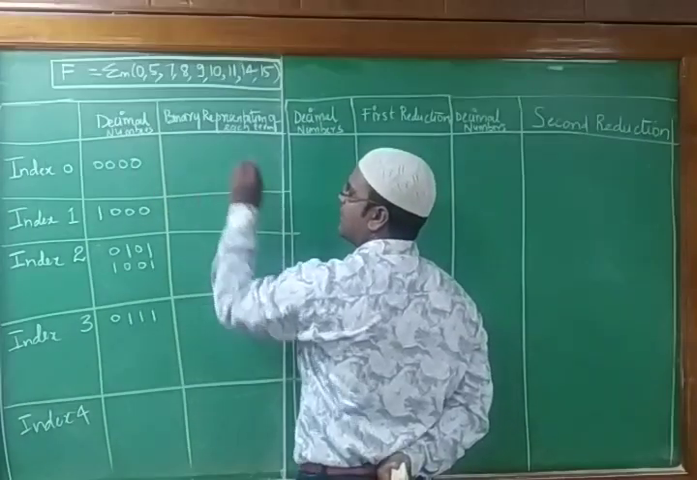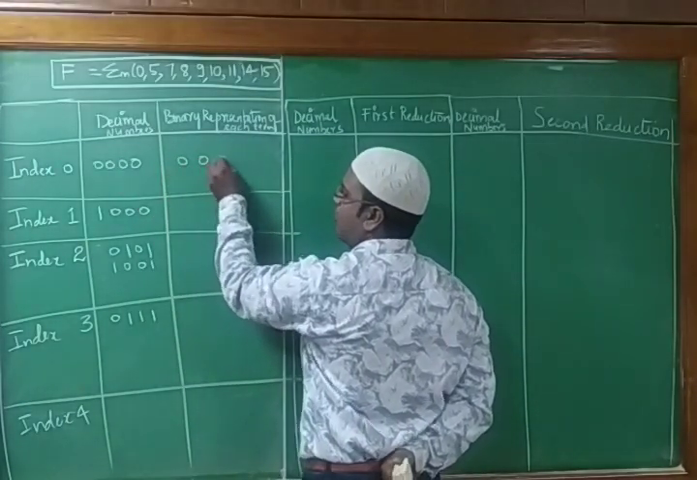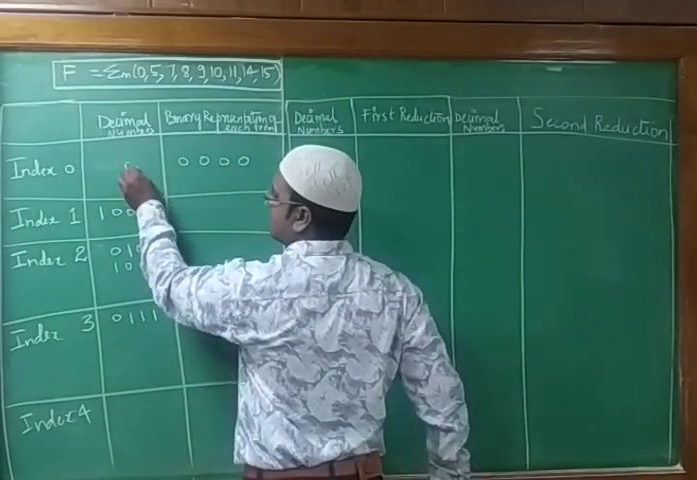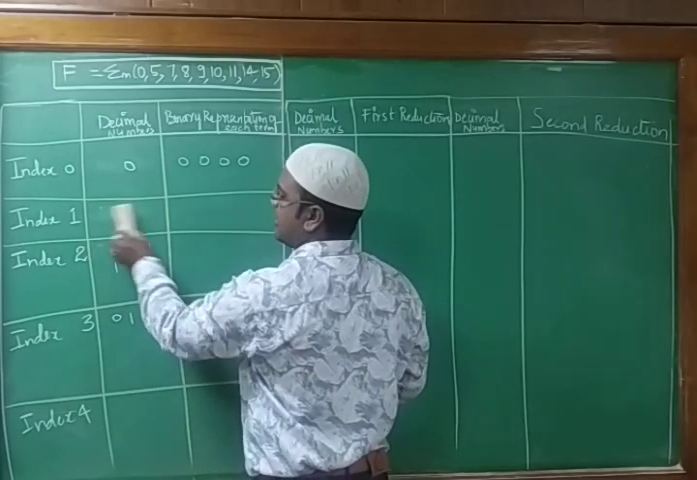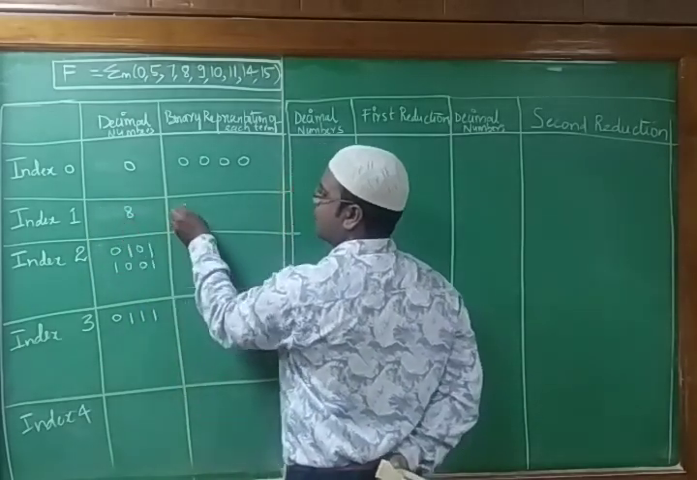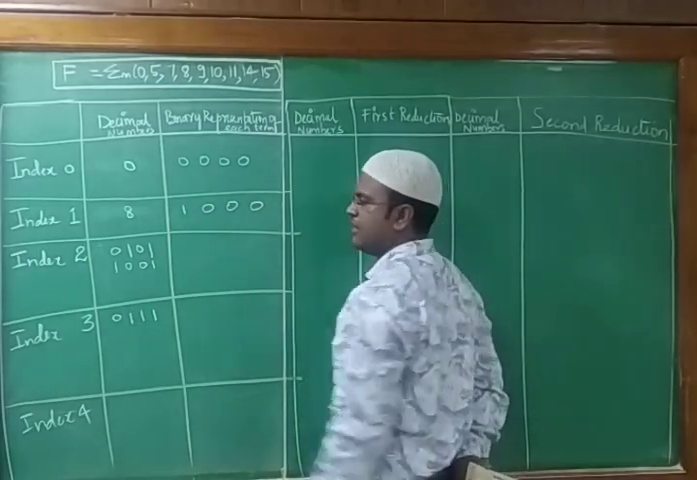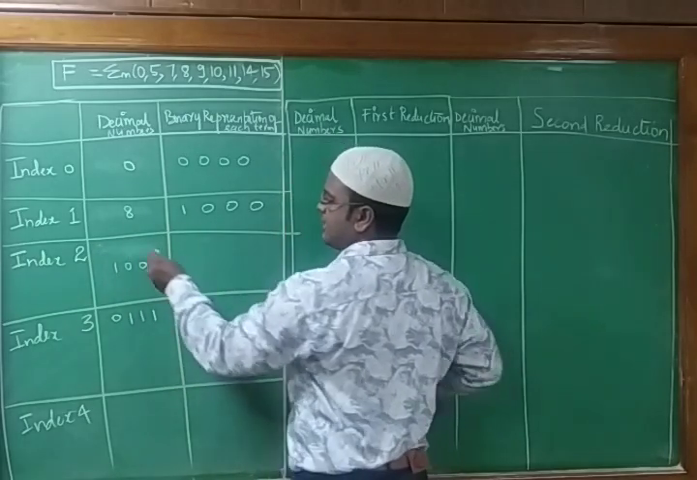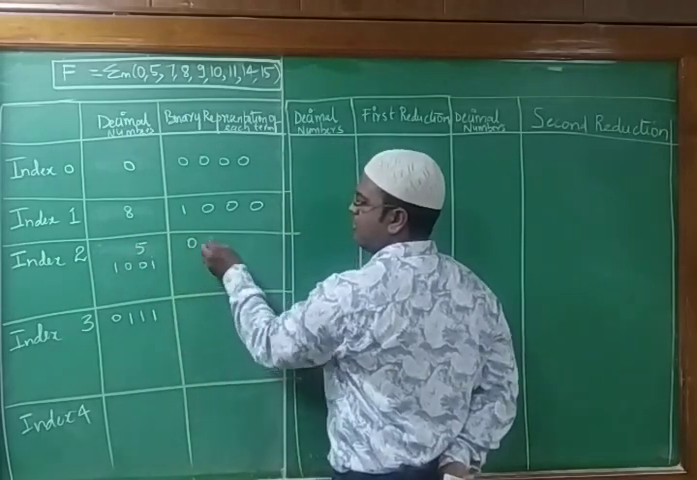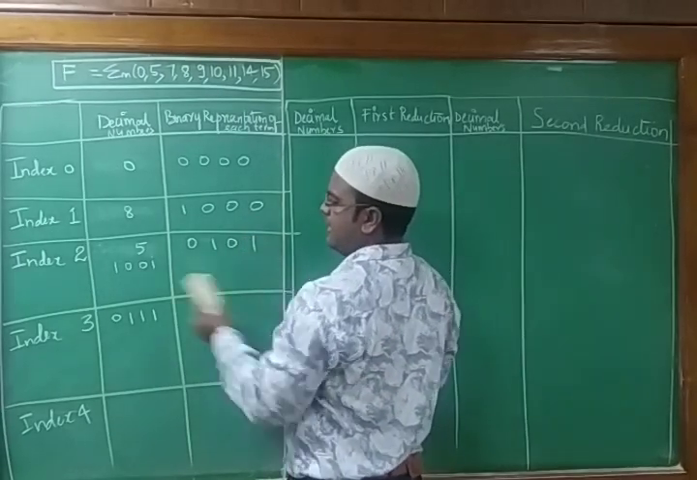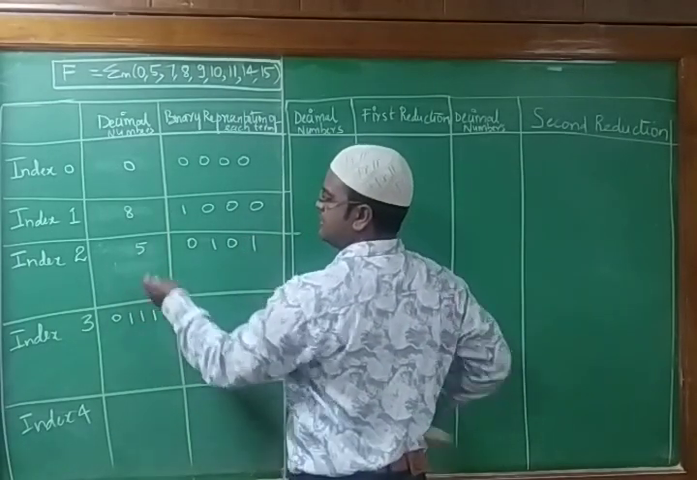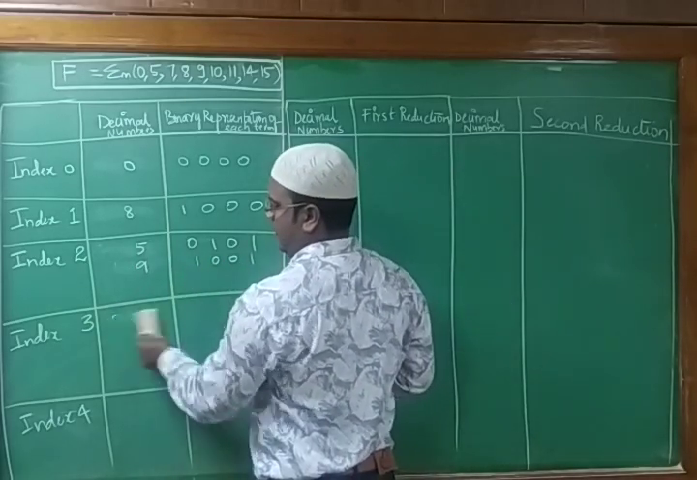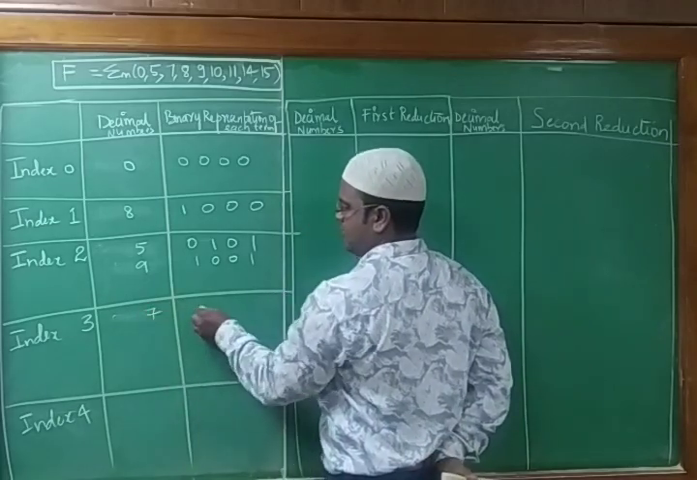So that combination I'll write here. What is this value actually? All zeros. The decimal number is 0. Similarly, I'm taking 8, so I write 8 here and all the rest will be zeros. Likewise, I'll write 5, and the representation of that number I'll mention over here. It's 5, so 5 is 0, 1, 0, 1. Likewise, for 9, the binary is 1, 0, 0, 1. And 7 is 0, 1, 1, 1.